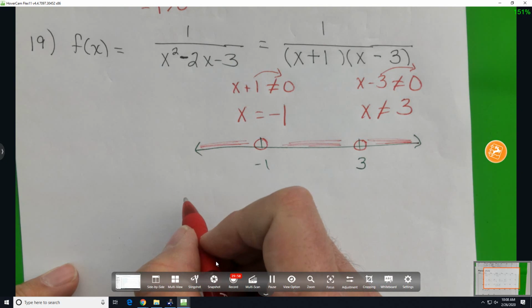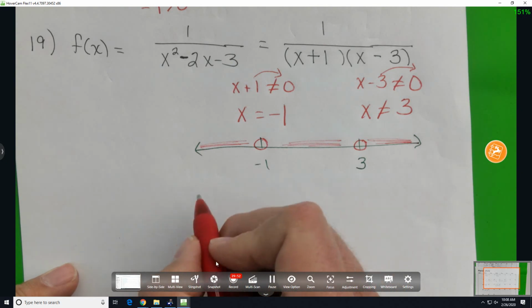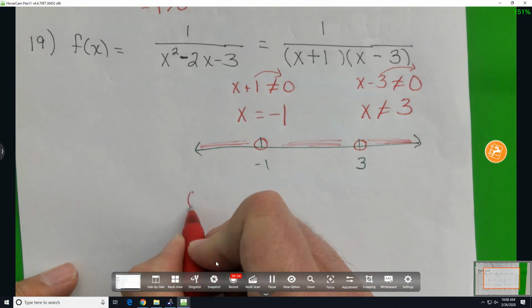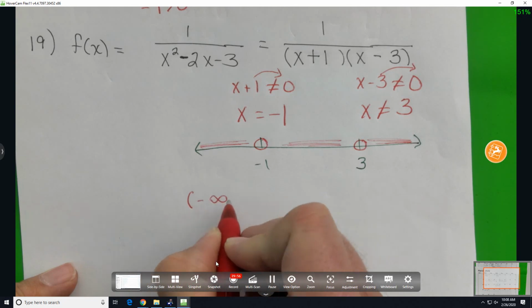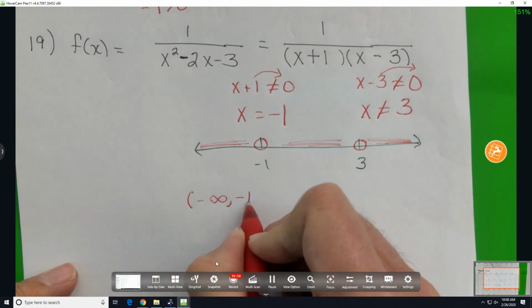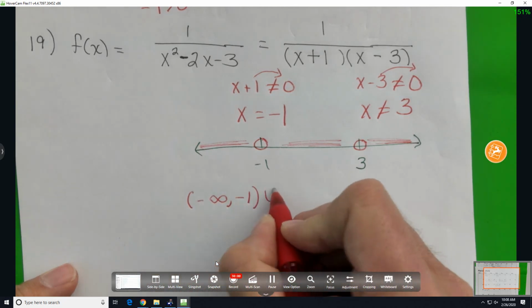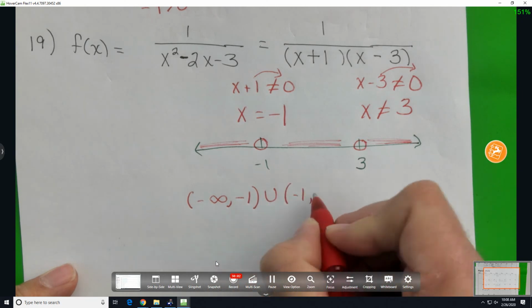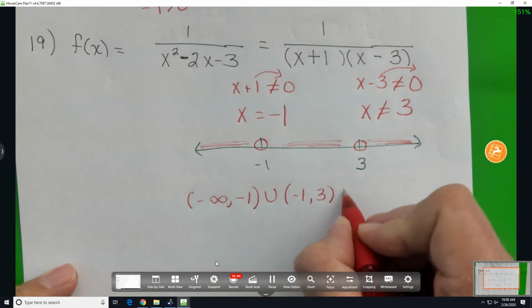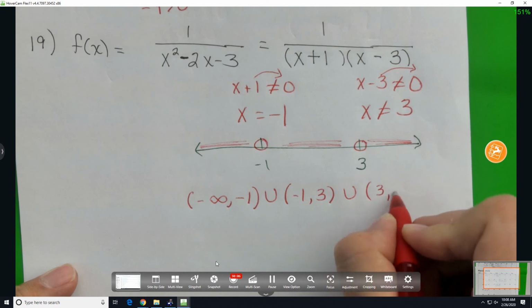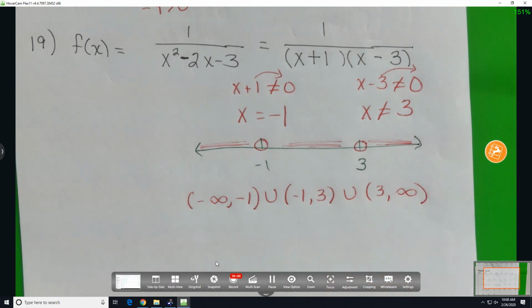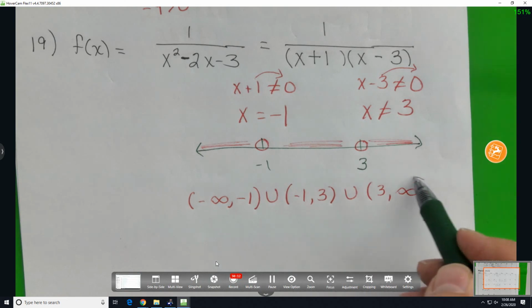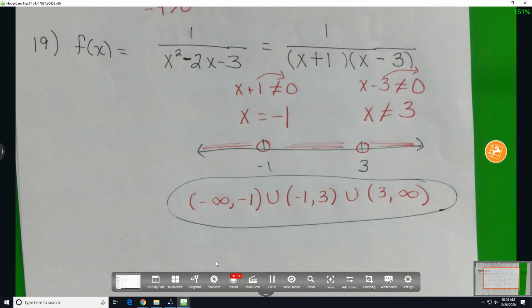I don't think this one was multiple choice, is it? Okay, you're going to have to type it in: parentheses, negative infinity, comma, negative 1, parentheses. Union, parentheses, negative 1 to 3, union, 3 to infinity. And what is this, a big old fancy way of saying? Well, every number except negative 1 and positive 3. Okay.